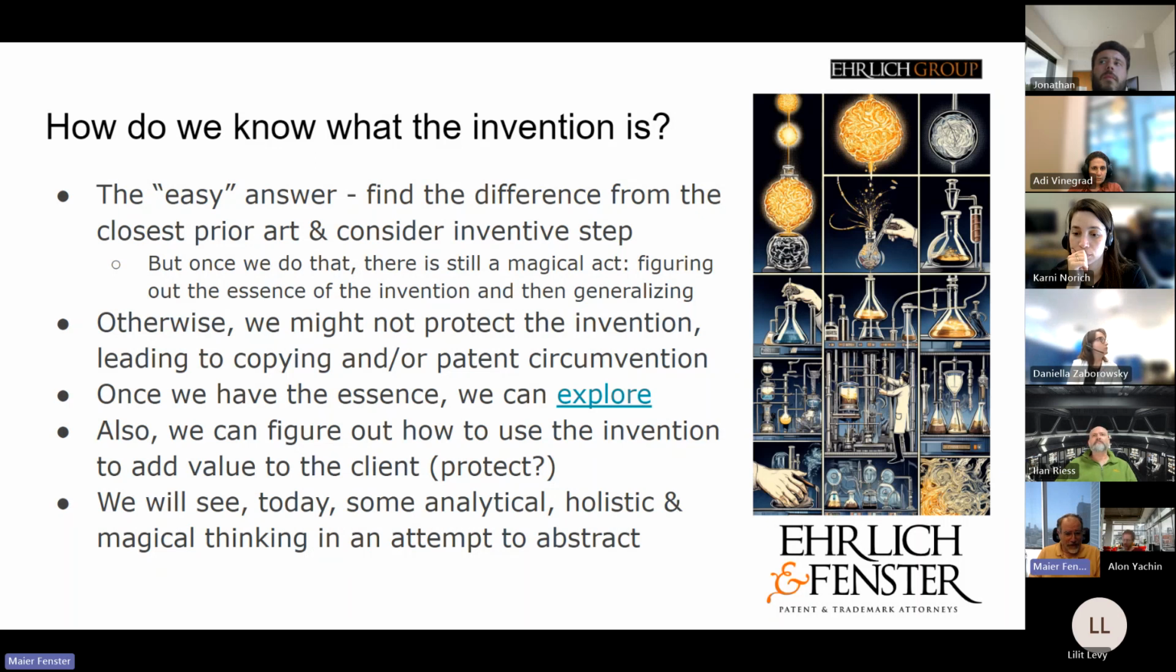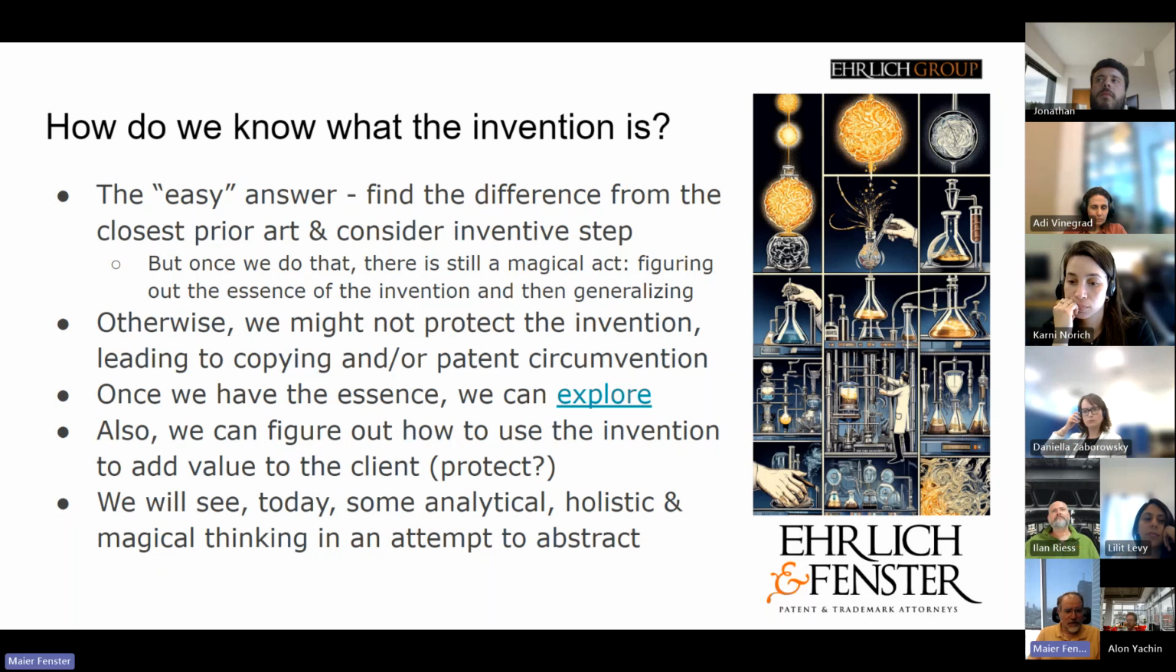And once we do have this essence, we can do all sorts of exploration activities and the other presentations I gave on that. Two things we're not going to talk about are how do we use an invention to add value to the client, meaning what should we be protecting? And another thing we're going to see today is all sorts of tools that can help you abstract out what the invention is. Some of them are analytical, some are holistic, and some require belief in magic.